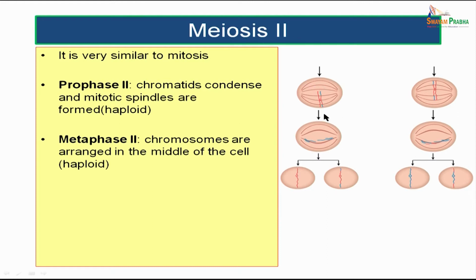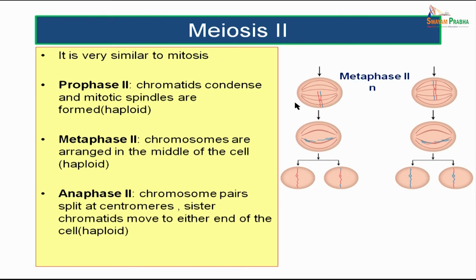Now, we have metaphase 2 where there will be the formation of mitotic spindles, and the next stage is anaphase 2 where the chromosome pairs are split at the centromere, because up to this point we can see that the chromosomes are paired with 2 sister chromatids.